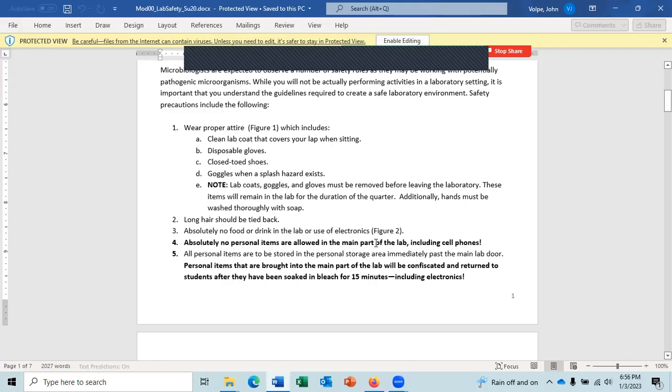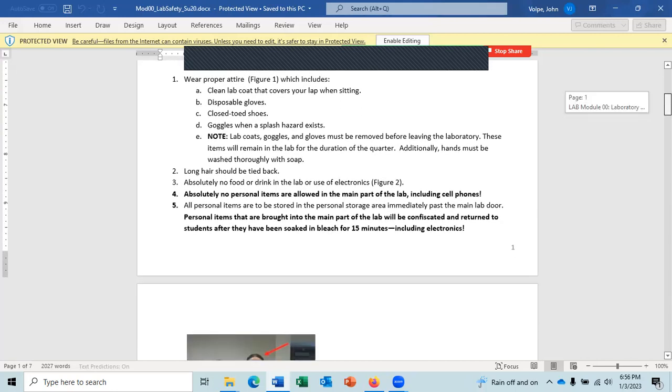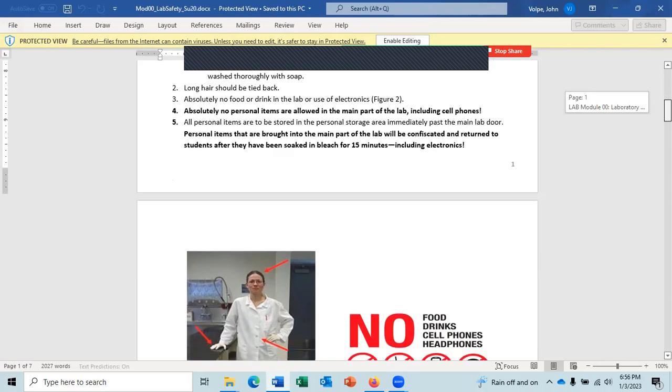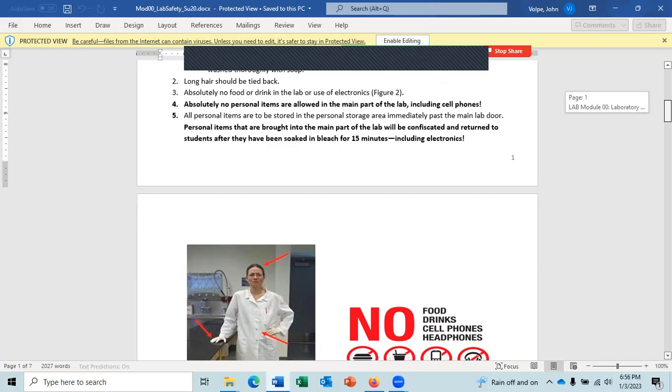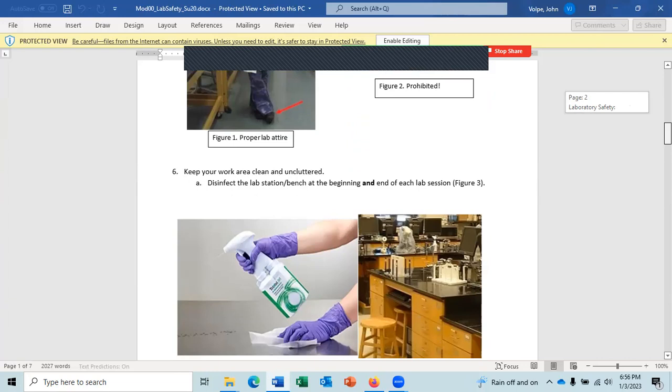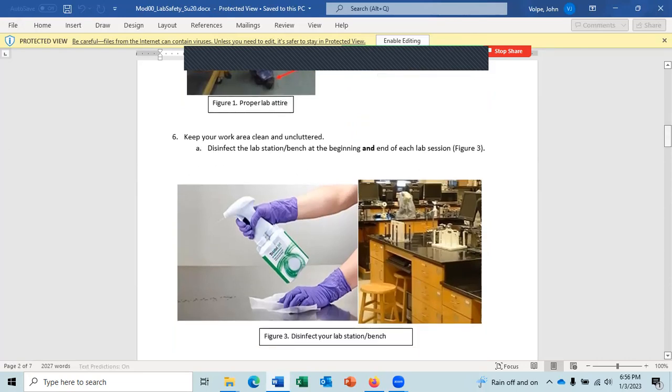So no food and drink in the lab, no use of electronics. No personal items are allowed in the lab, including cell phones. If they are brought into the lab, they would be confiscated. They would not be returned to you until they've been sterilized, and that would destroy anything that was electronic. So when you come into the lab, as I stated, you put your things away, you go wash your hands, and you do need to wash your hands properly everywhere for 20 seconds. I don't know if you can see, I'm trying to do that.